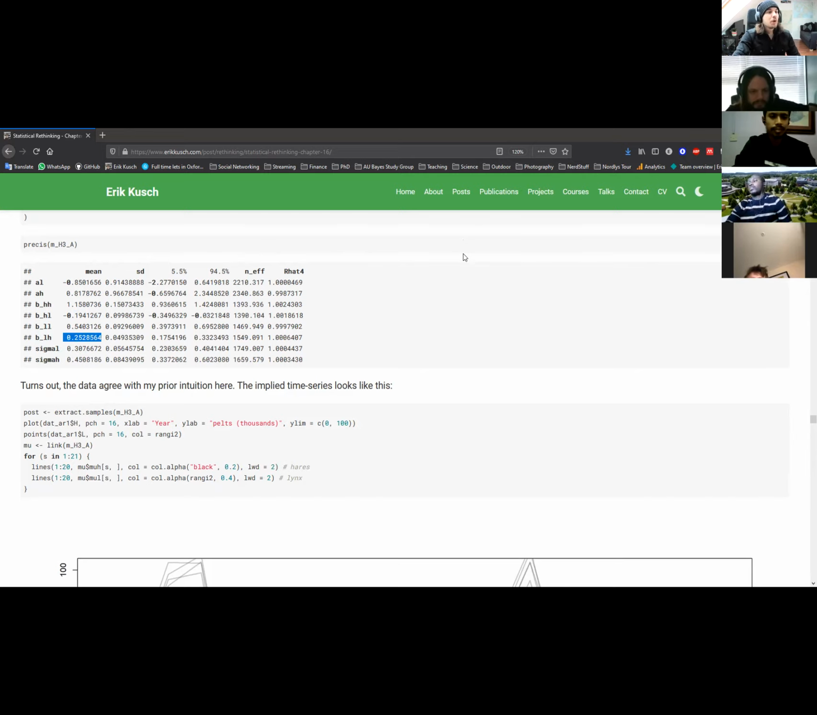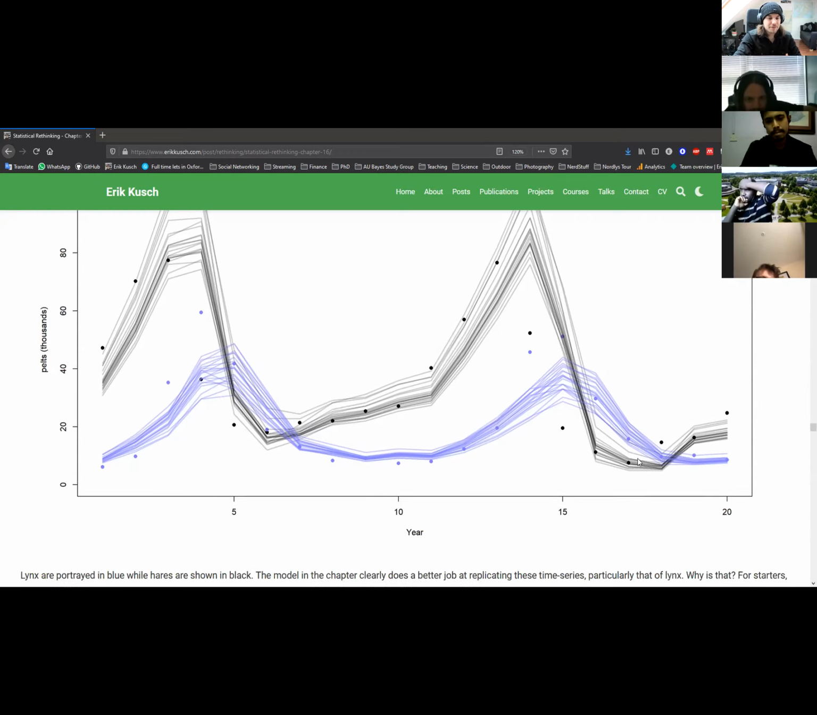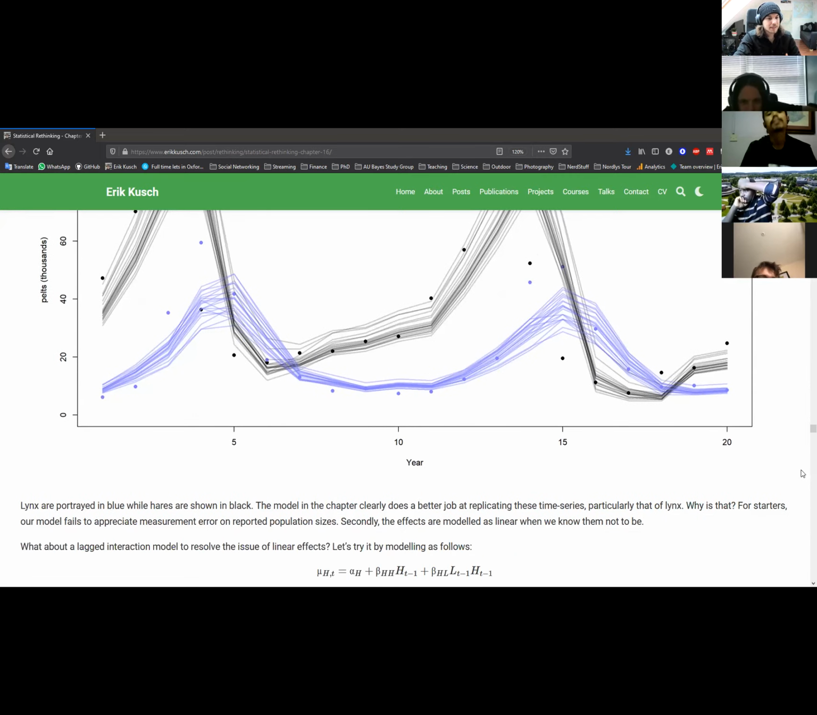Yeah. So what does the time series look like? Pretty garbage. That doesn't fit the data well. I mean, maybe for hares a bit, but for lynx, which are shown in blue, nah. We're definitely missing something. They're just not jumping high enough, right? Exactly.